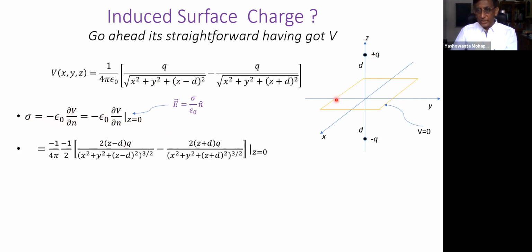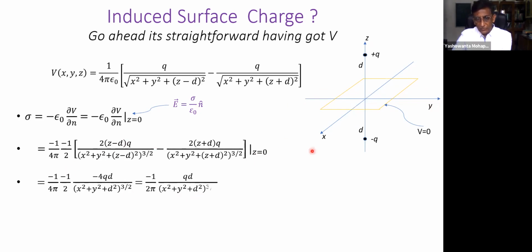The normal direction in this case is the z direction, and hence it is easy to differentiate. So I get contributions only from the z minus d here and z plus d here, and then apply z equal to 0, because I want to find sigma at this plane, z equal to 0. As simple as that. With a little bit of simplification, I get sigma equals minus q d over 2 pi times (x squared plus y squared plus d squared) to the power 3 by 2. So I've gotten sigma because I know V, and I applied the boundary condition that applies to the conductor.